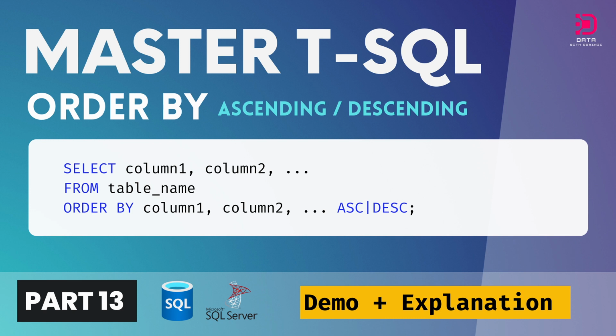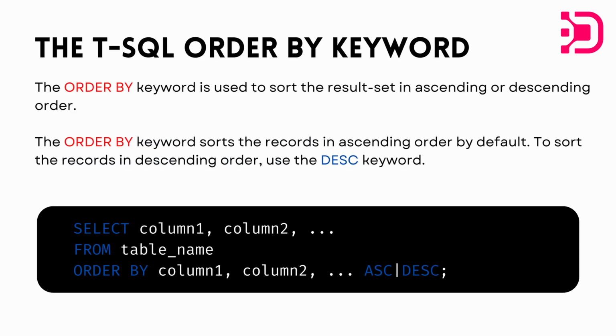And now we're looking at the ORDER BY keyword, which allows us to sort the result set, or the data that is being returned to us, in ascending or descending order. The ORDER BY keyword sorts the records in ascending order by default, and if we want to return the results in descending order, we have to specify the keyword DESC. And I've put the syntax below just so that you can understand.